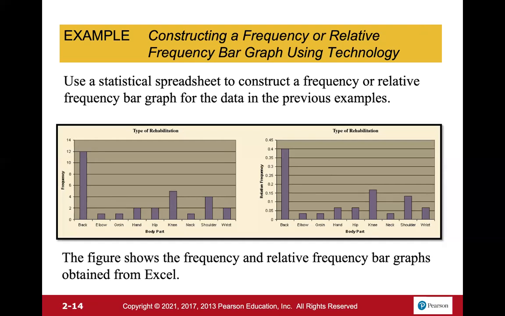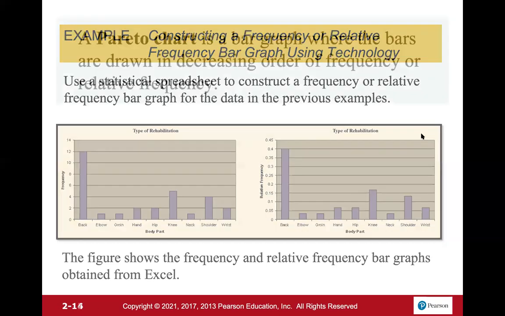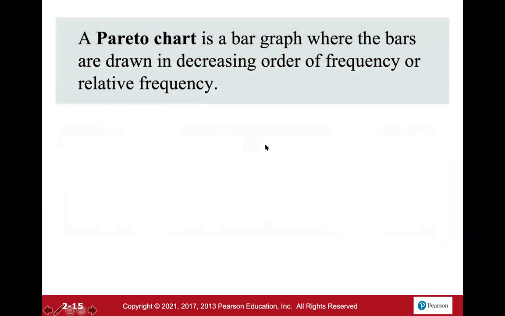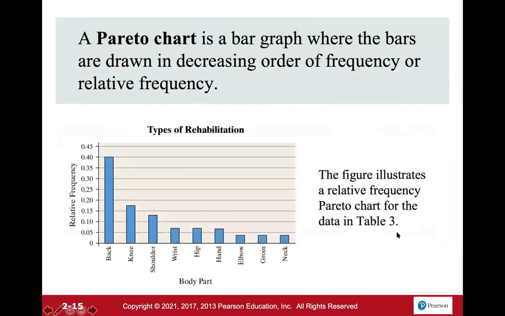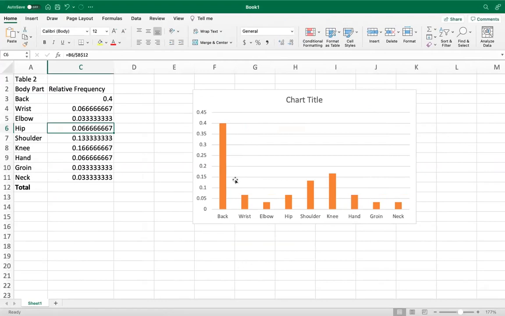Okay, so the next thing we're going to talk about is a Pareto chart. A Pareto chart is a bar graph where the bars are drawn in decreasing order. So we're going to start with the largest value and then go down from there. So if we were to look at these values here, we could do that. Let's see how we could do this on Excel.